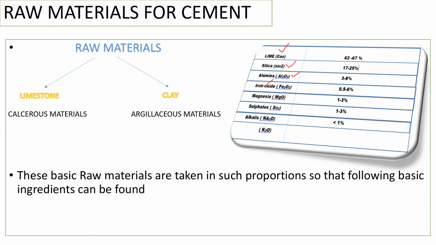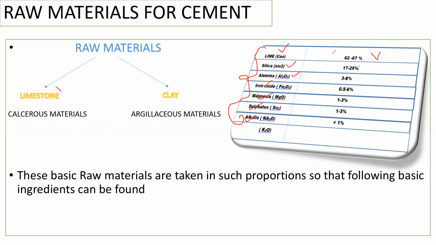Then comes the iron oxide. Then comes the magnesia. Then comes the sulfates. And then we have the alkalis. So these basic raw ingredients are taken in such proportion so that the basic ingredients can be found. That means my limestone and clay, I'm going to choose in such a way that finally when I do the grinding and mixing of all these things, I want to get all these ingredients out of these two raw materials. And also along with that, they should be within this limit. This is how we try to prepare the cement.